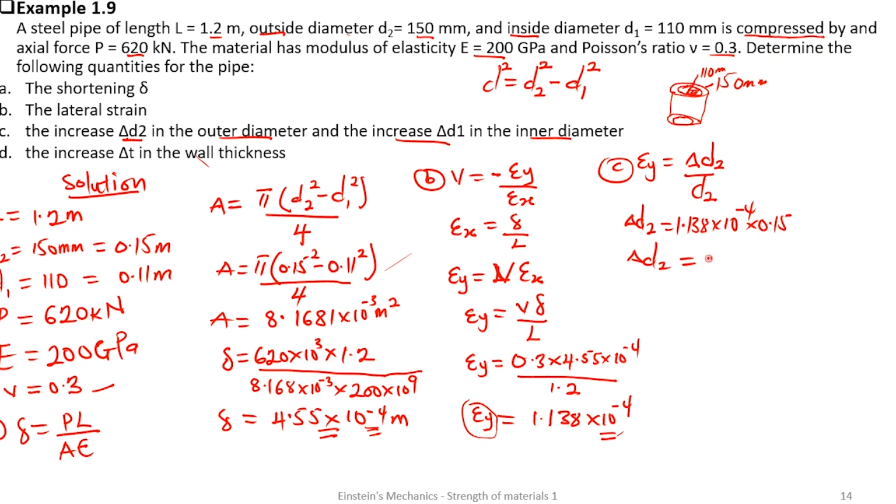I'm getting change in diameter 2 to be... You can use the 150 here to get it in millimeters, but you know I always work in meters. So if I use the 150 millimeters, I'm going to get 0.01706 millimeters for the change. So the same thing happens to change in diameter. There was an increase, you can see it's a positive value. Here there was a shortening, a decrease, you can see a negative value. Very good.